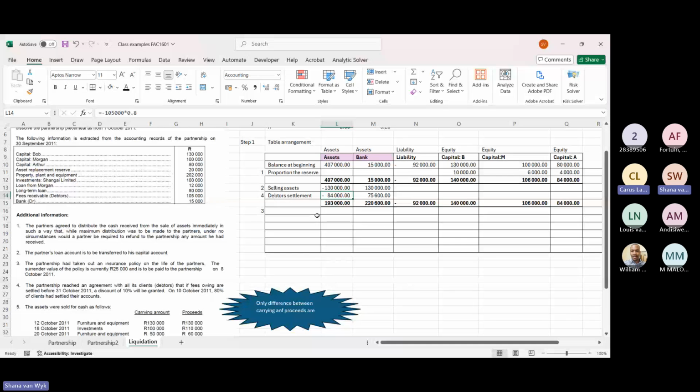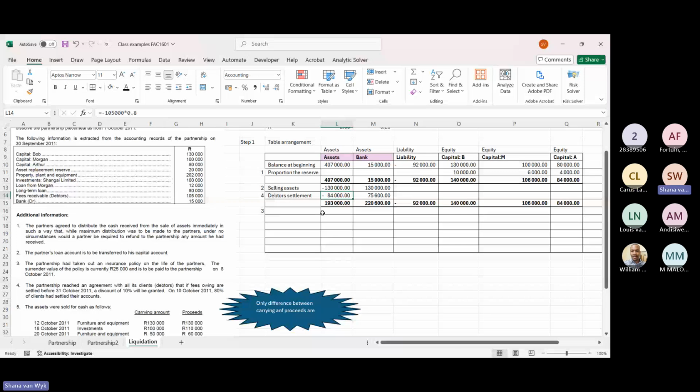Yes. So I placed it here by the bank. So then we know, actually minus the 10% with the discount granted. So the total amount we actually received. Okay. And then on the debtor side, the amounts that were paid. Yes, 80% that's settled. Okay. So then there.